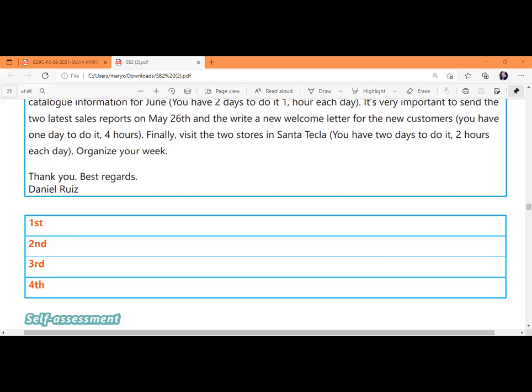¿Pueden ver la PowerPoint? ¿Pueden ver la PowerPoint? No, teacher. No. Siempre se me anda el libro, ¿verdad? Permítanme. Ahorita.